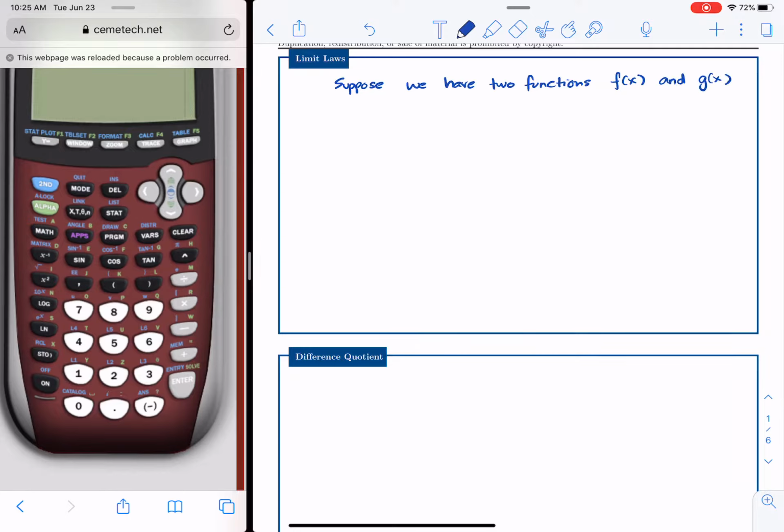Of course, you could have more than two functions. You could have 2, 3, 4. But the concept is quite straightforward. So if we have a limit and we want to apply it to the sum or difference of two functions, all it is telling us is that we can apply the limit for each of them individually and add them together or subtract them from each other.